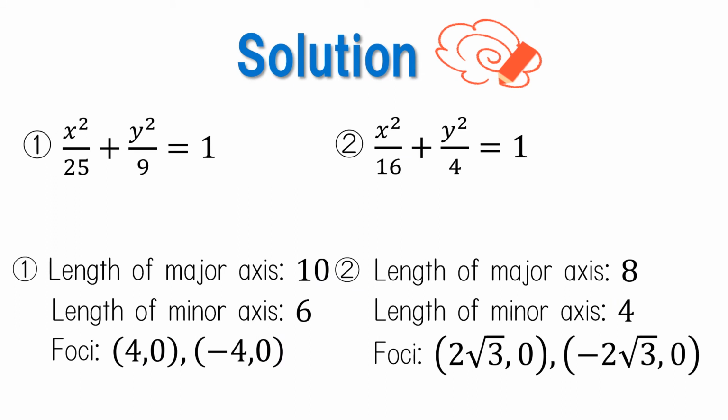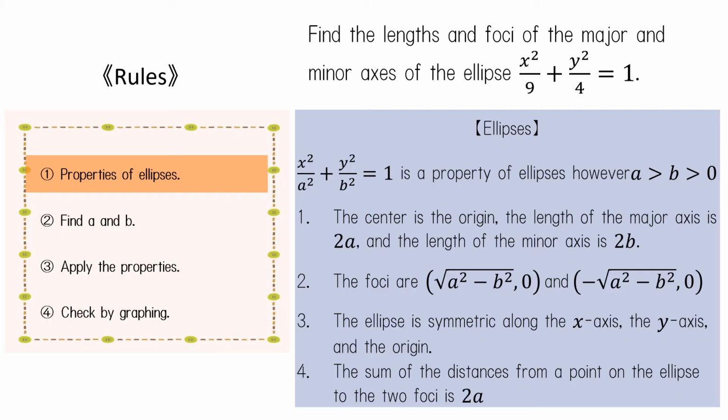Now let's check our answers. The answer to number 1 is a major axis length of 10, a minor axis length of 6, and the foci are 4, 0, and negative 4, 0. The answer to number 2 is 8 for the length of the major axis, 4 for the length of the minor axis, and the foci are 2 square root of 3, 0, and negative 2 square root of 3, 0. Were you able to answer both questions correctly?